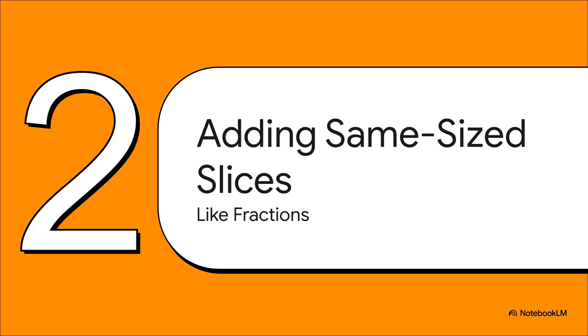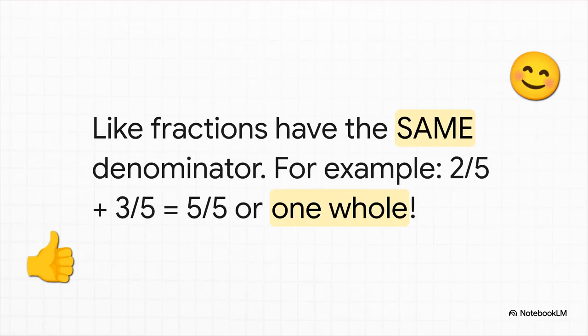Okay, so what happens when we're adding pieces that are already the same size? Well, this is the easy part. We call these like fractions. Like fractions are your best friend because their denominators, the bottom numbers, are exactly the same. So if you have 2/5 of a pizza and your buddy has 3/5, you literally just add the top numbers. 2 plus 3 is 5. You've got 5/5, which is, of course, the whole pizza.